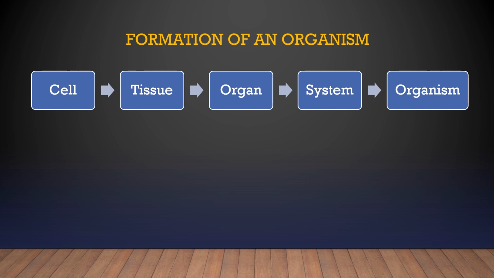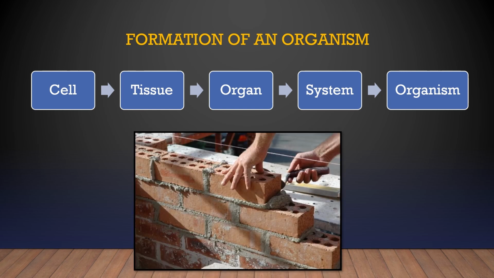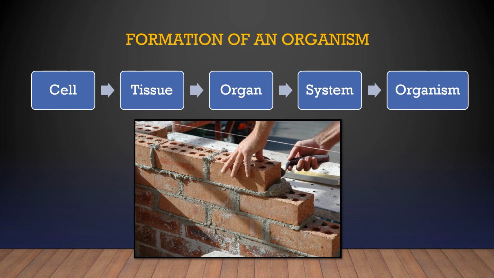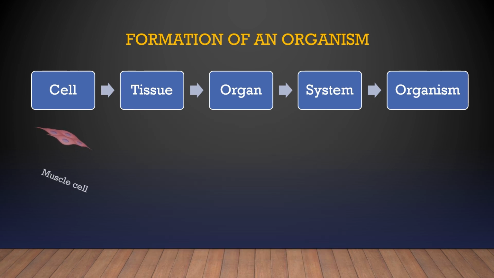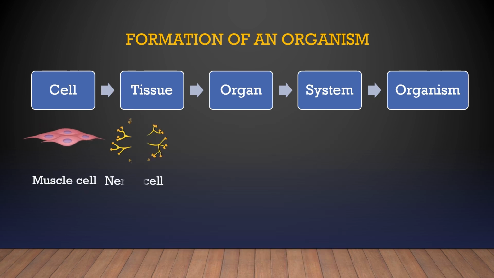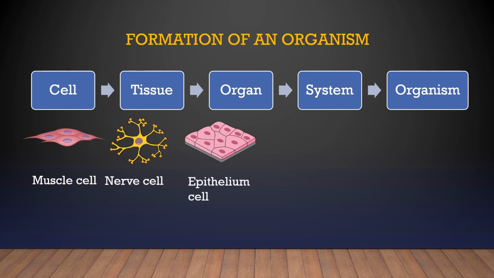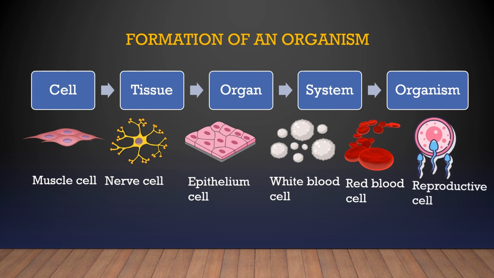Now we are going to see how an organism is being formed. Just like we use bricks and cement to build a house, even an organism has its own bricks, which is what we call as the cell. This is why we call the cell as the basic unit of living things. So let's see the examples of cells. We have muscle cell, nerve cell, epithelium cell, white blood cell, red blood cell and lastly reproductive cell. We will look into the function of each of the cell in the later part of the video.